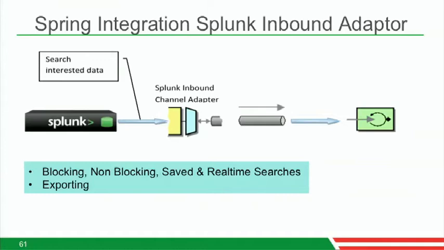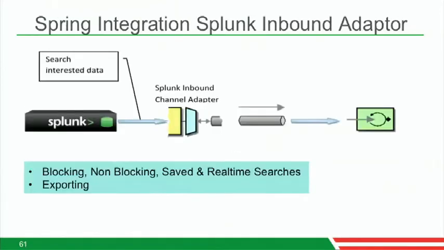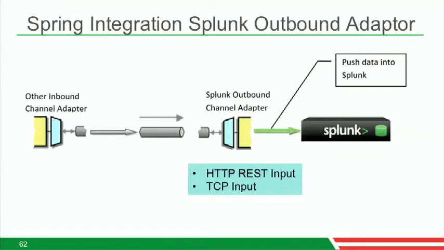The Splunk inbound adapter is what we use for executing Splunk searches, and all of the searching modes that I mentioned before on that slide are supported via this adapter. So you can do real-time, blocking, non-blocking, and exporting of data via this adapter. Likewise, the outbound adapter is for getting data into Splunk. We can send data into Splunk via HTTP REST or raw TCP.